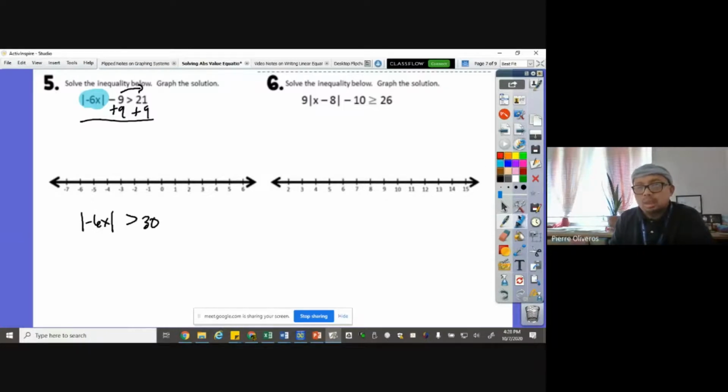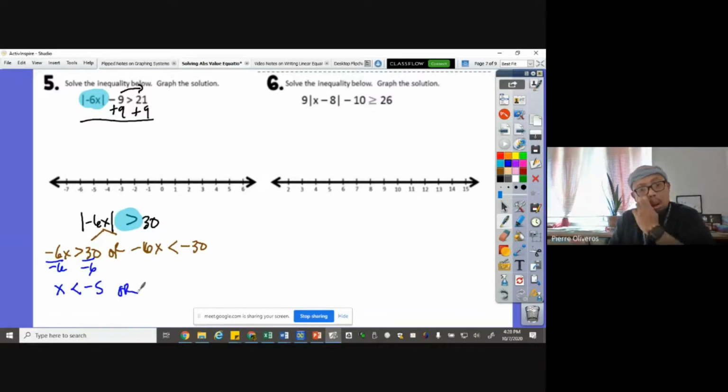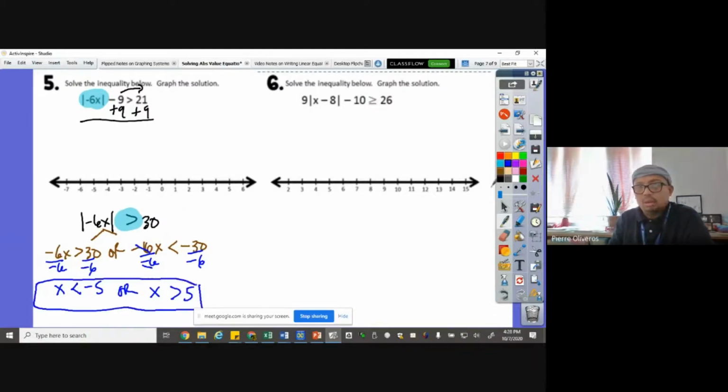Now, since this one is greater than, I know it's an or problem. So I'm going to do the same thing. I'm going to split them into two. Negative 6x greater than 30. I just copied it. The other one is, oh, don't forget the word or. Negative 6x less than negative 30. Divide everything by negative 6, negative 6. So therefore x, this will flip over, less than negative 5. Or you've got to divide again by negative 6 here, negative 6 here. Since you divide by a negative, it will flip over, x greater than 5. So this is your solution set.